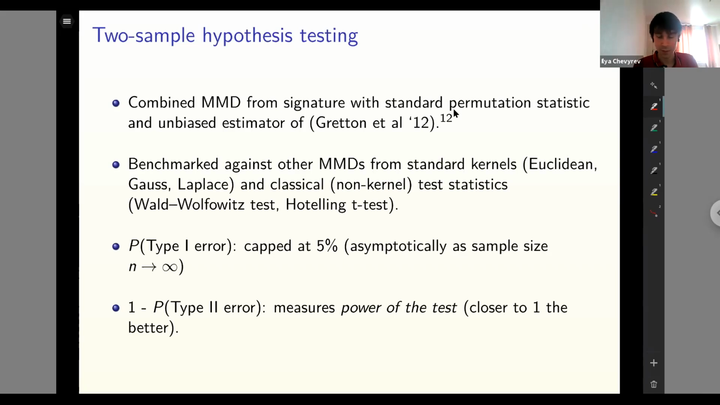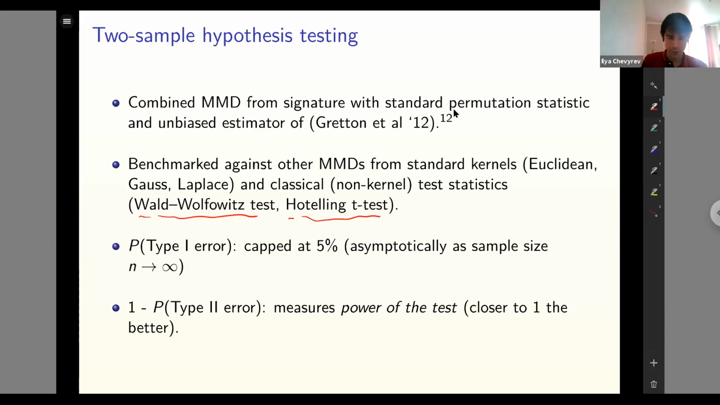And we benchmarked this, so we compared it against other maximum mean discrepancies that came from standard kernels, as well as classical test statistics that didn't come from kernels. The ones that we used were called the Wolfowitz test and the Hotelling t-test. Again, the details behind this are not important. It's just a test that tells you essentially when you should or shouldn't reject a null hypothesis.